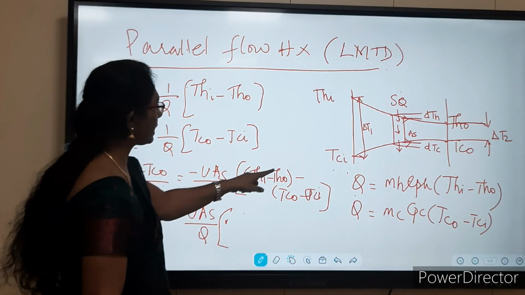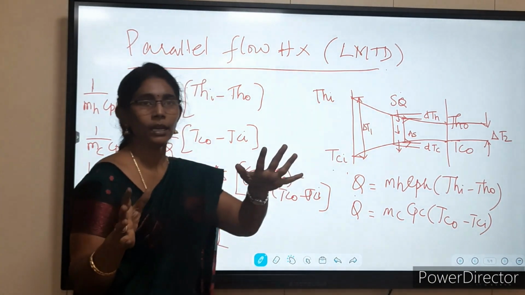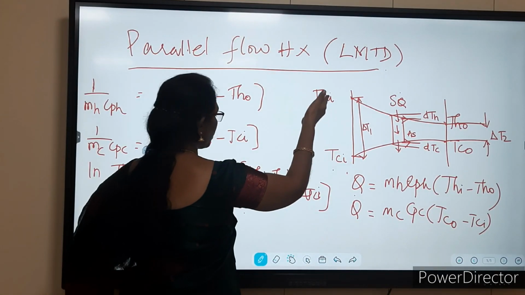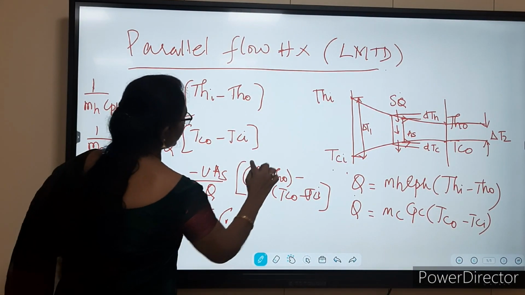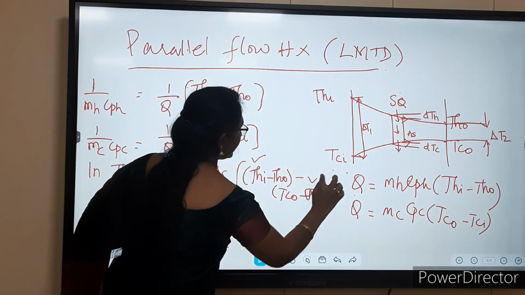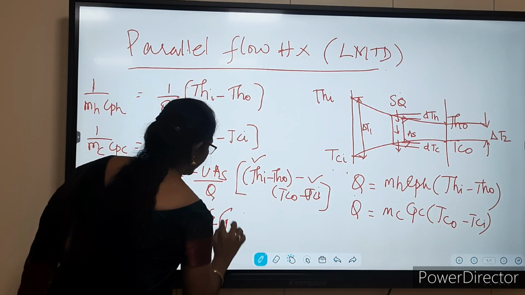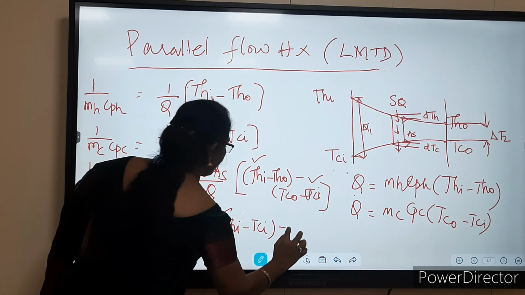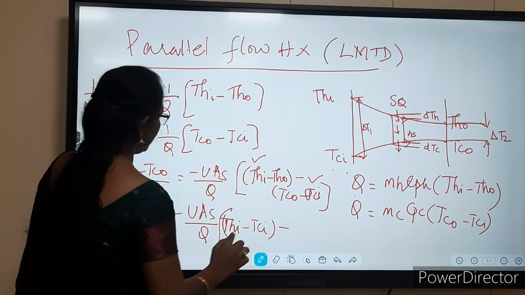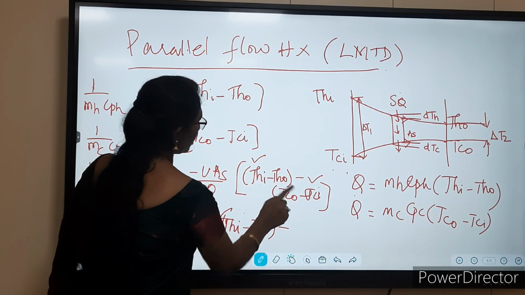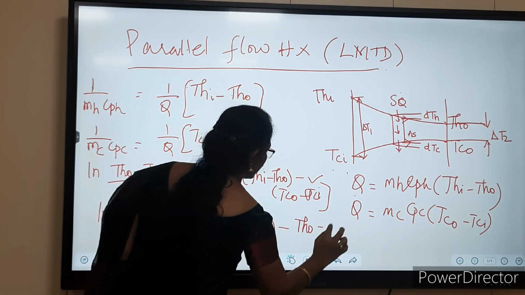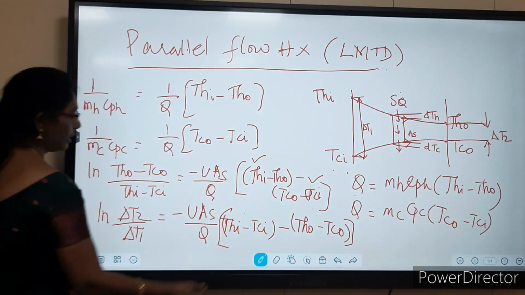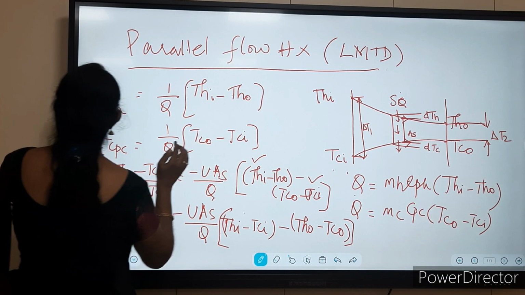And look at this, Thi minus Th naught. We don't have any temperature difference to represent this Thi and Th naught. Rather, we have only for Thi and Tci. So what I'm going to do, I will take this Thi and I'll take this Tci, right? So what will I get? Thi minus Tci minus, we are left with Th naught and Tc naught, right? This is what we are left with. I am erasing the above two lines.